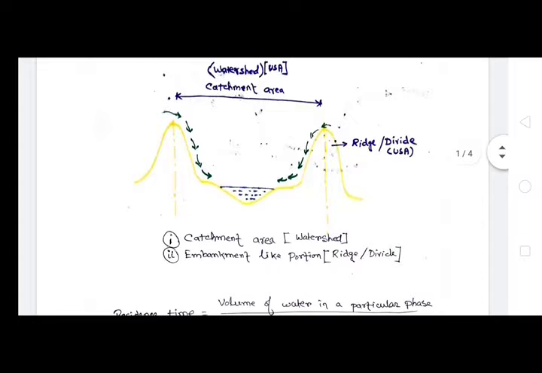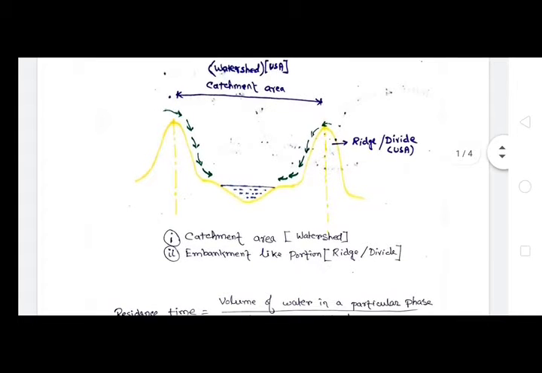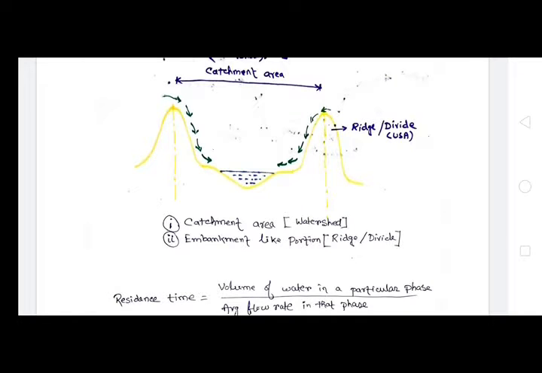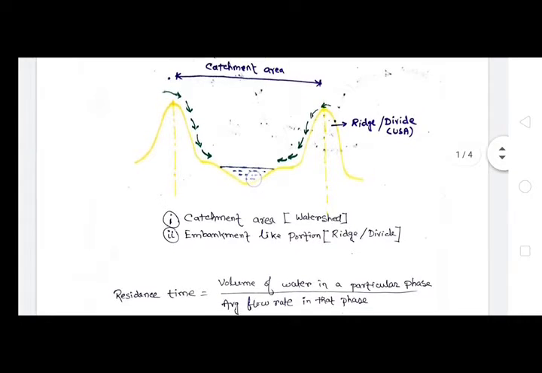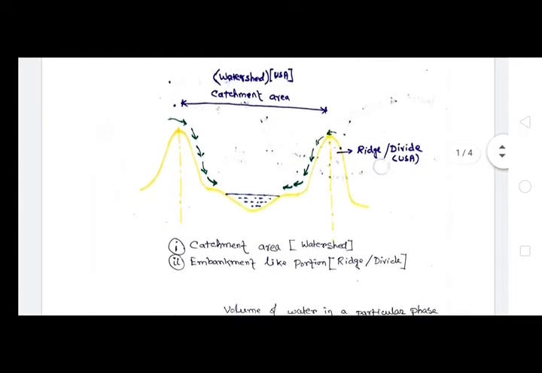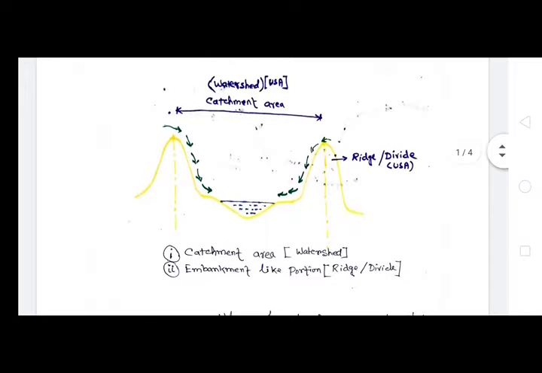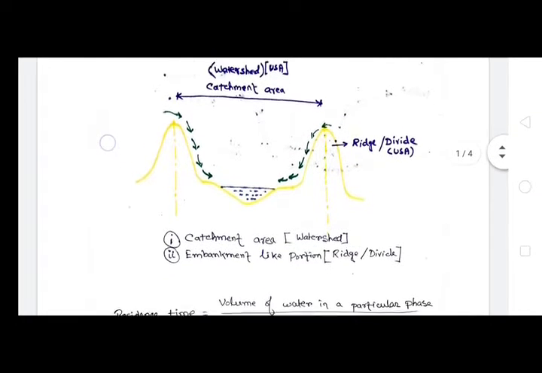So what is catchment area? The area enclosed through which runoff contributes to this river body. And what is ridge? The ridge is where the runoff started and contributes to this river. So this is the ridge and this is the catchment area. In the USA, the ridge is called a divide, and the catchment area is called a watershed.